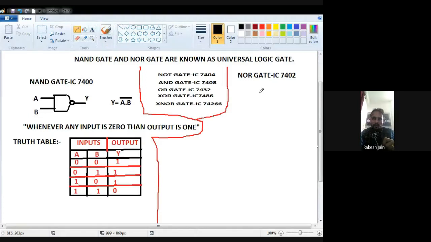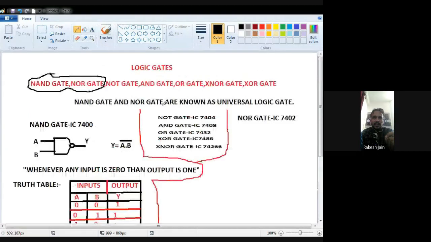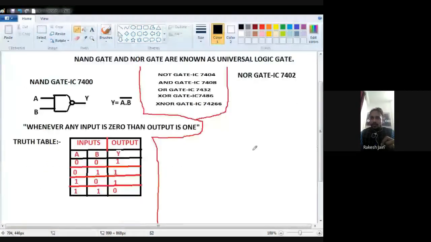First I start with NAND and NOR because they are universal logic gates. With the help of these logic gates we can build any other logic gates. I have already mentioned that NAND gate and NOR gate are universal logic gates. So now I am explaining you about the NOR gate IC.